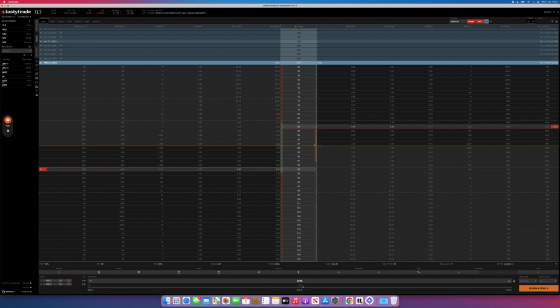We will collect 95 cents up front of premium. You multiply this out by the contract multiplier. For equities, it is 100. Each contract controls 100 shares of the underlying. That gives us a max profit of $95.